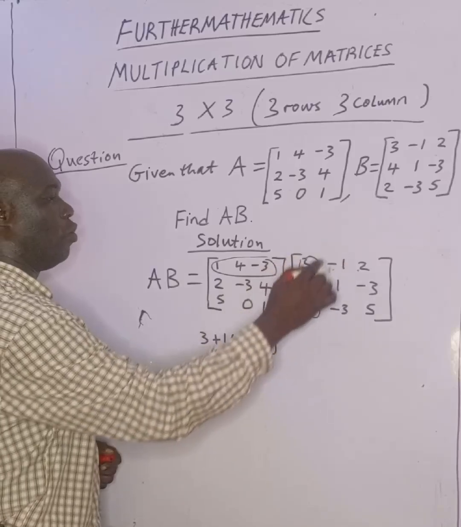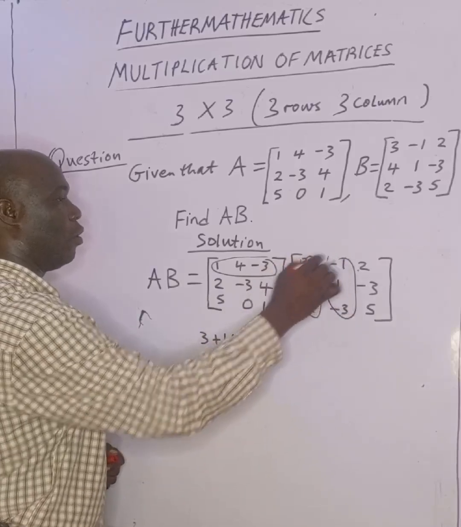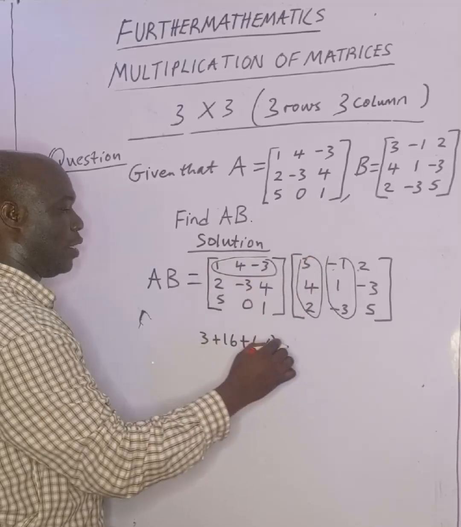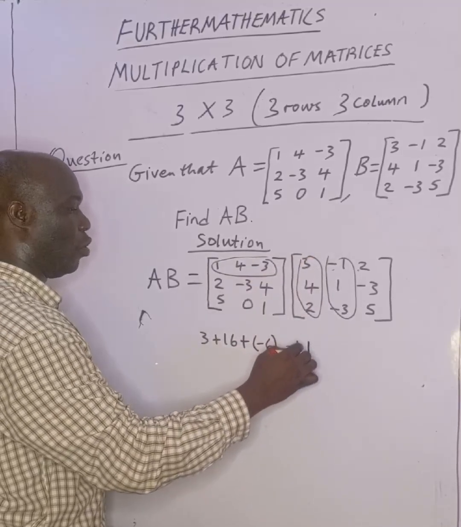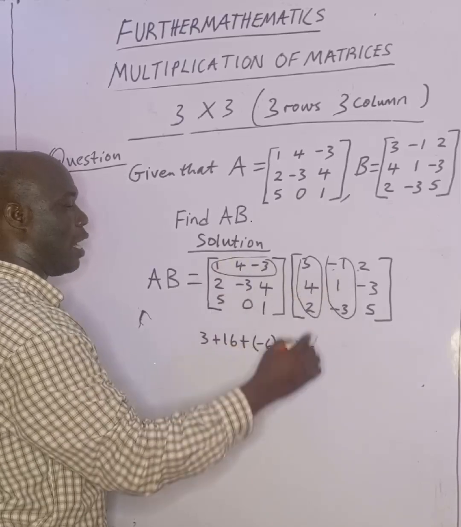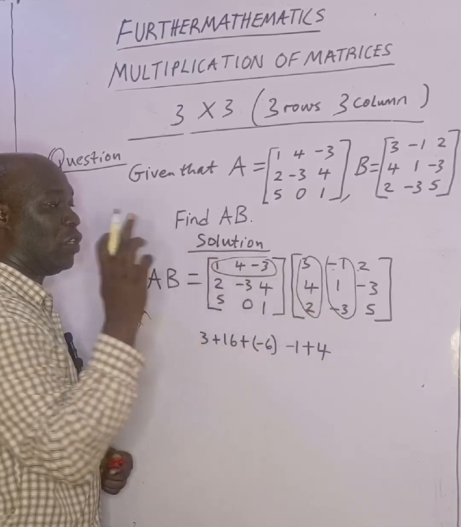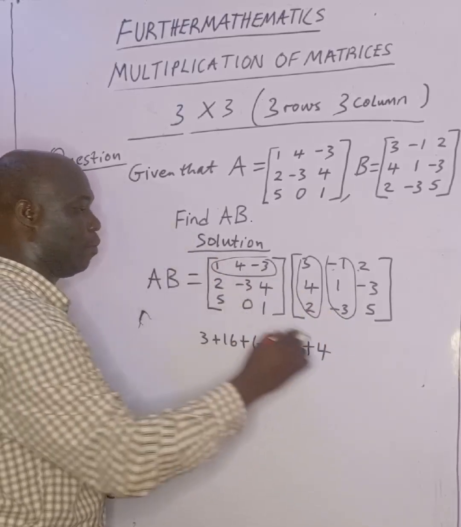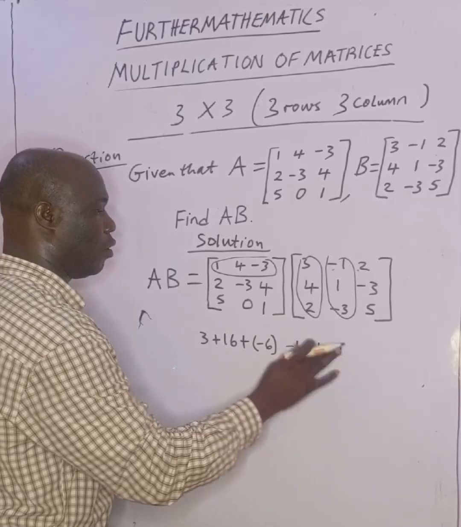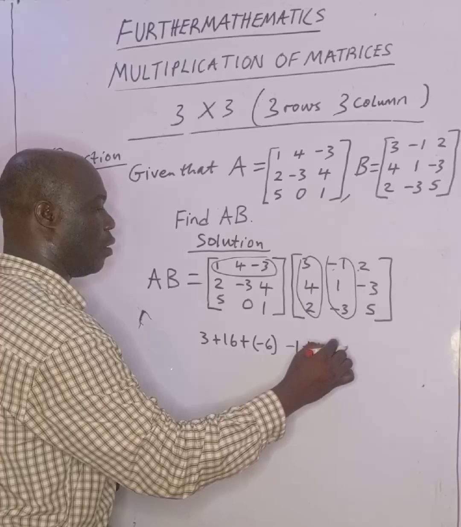So let's move to the second column now. 1 times minus 1, that's minus 1. Plus 4 times 1, that's 4. Minus 3 times minus 3, that's going to be 9. All right, so plus 9.